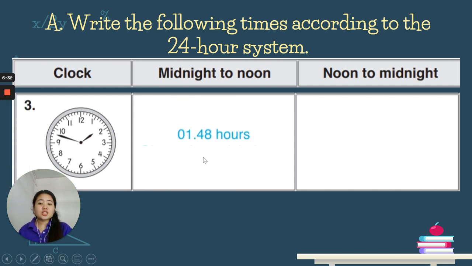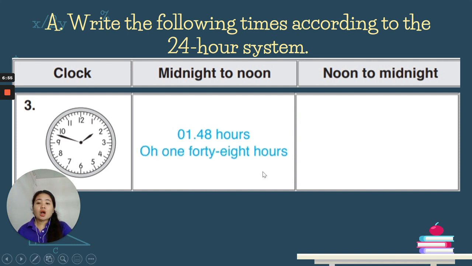Okay, so that is 01.48 hours. Again, in the 24-hour system, it is very important to have 4 digits, because you will use that when you write in words. Remember, 4 digits. So this is only 148, so you add a 0 in front. Okay, how to read that?